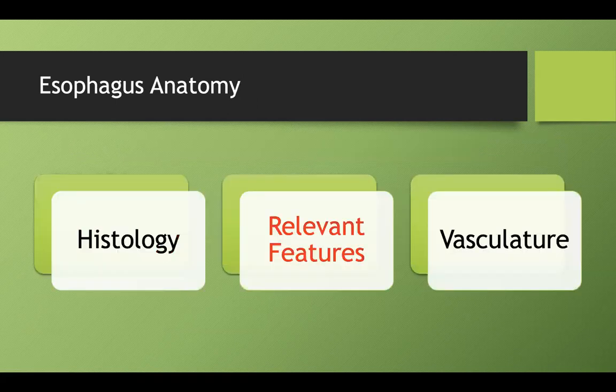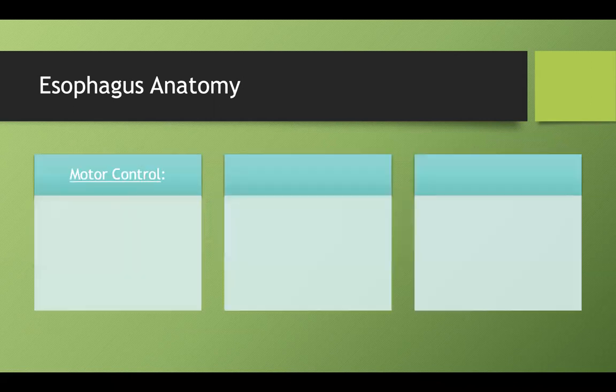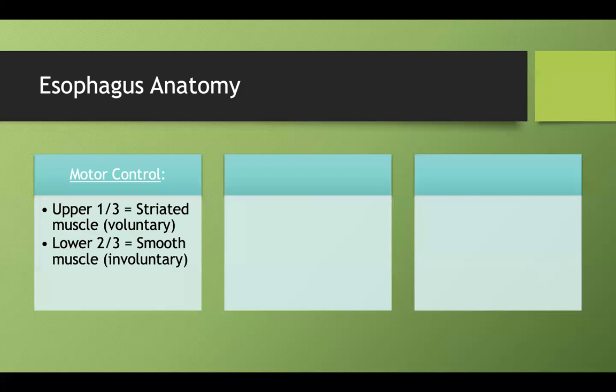Now let's talk about a few relevant features of the esophagus. It's just a hollow tube, so there's not too much to talk about. When we discuss motor control, I just wanted you to know that the upper 1/3 of your esophagus is composed of striated muscle. And what that means is that you can voluntarily control it, kind of like when you're taking a bite, you can feel the upper part of your throat being able to control that swallow reflex. But then as the food passes down the esophagus, you lose control, and that's because the lower 2/3 of your esophagus is composed of smooth muscle.